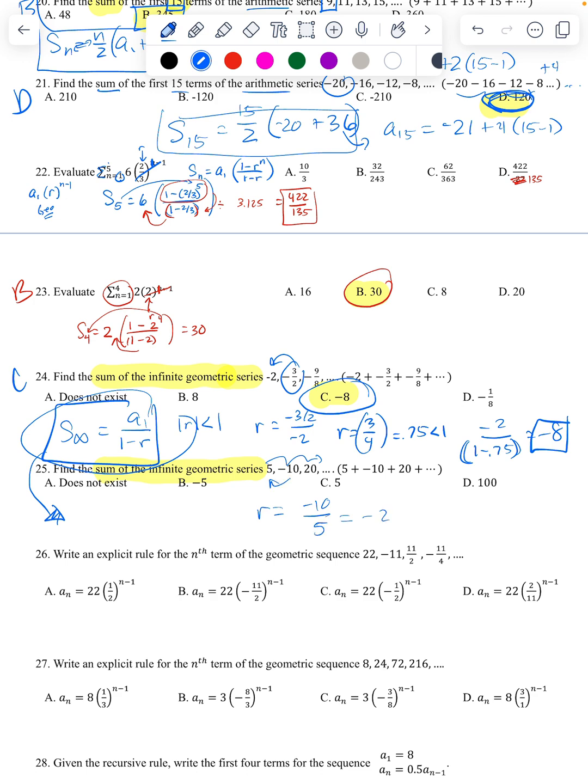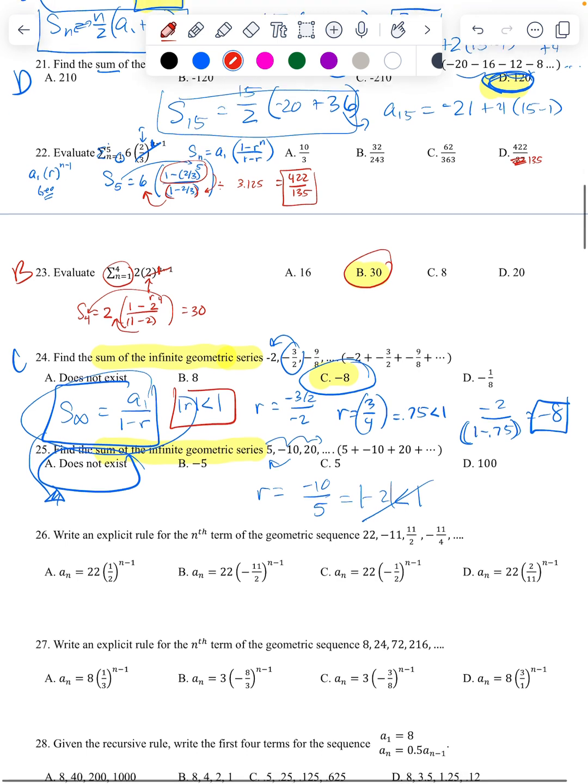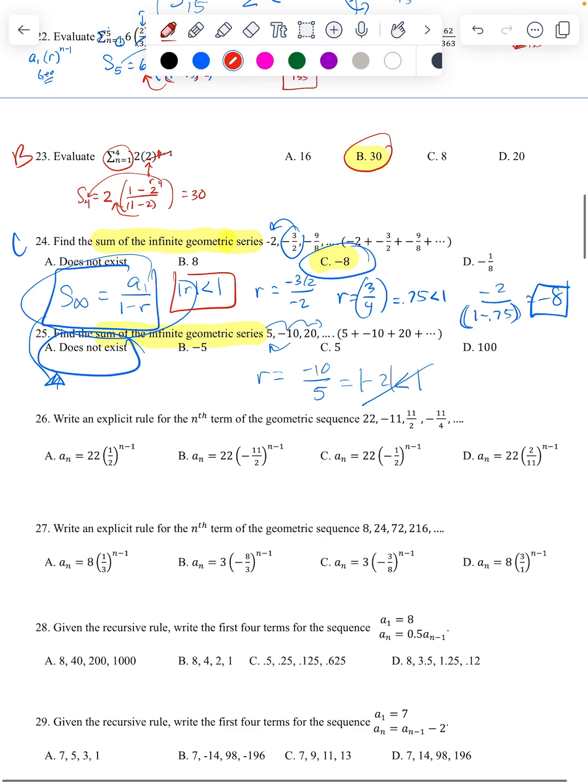I'm getting negative 2. The absolute value of negative 2 is not less than 1, so it's too big. So this one does not exist because the ratio has to be less than 1. The numbers have to be getting smaller, and these numbers are not getting smaller. And so I can't add them up. So I end up with a doesn't exist or infinity kind of answer.